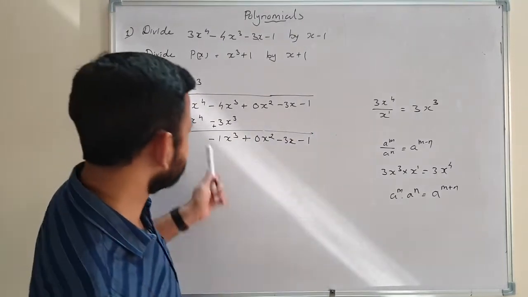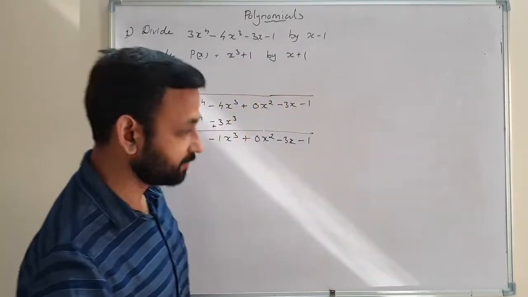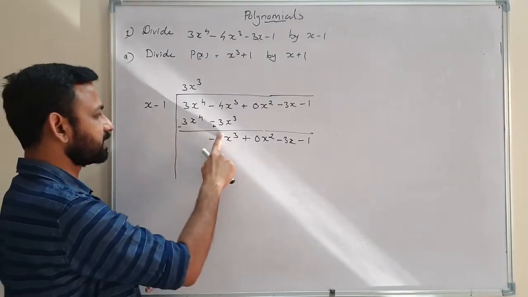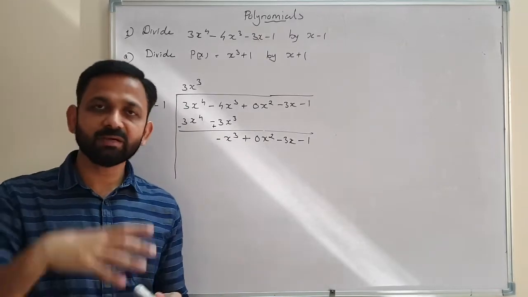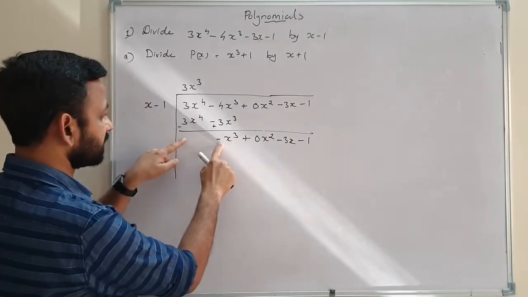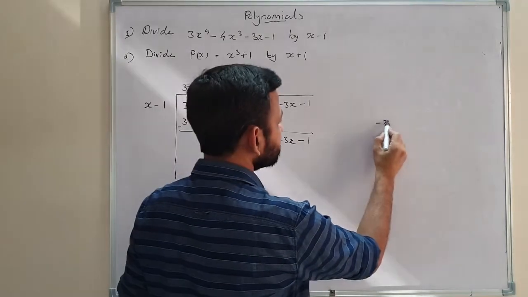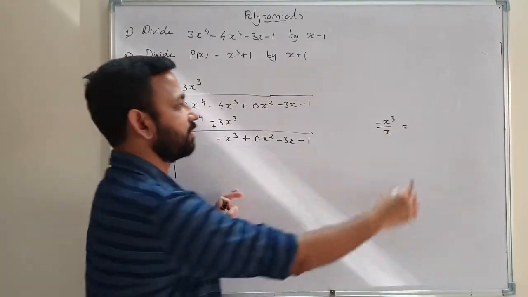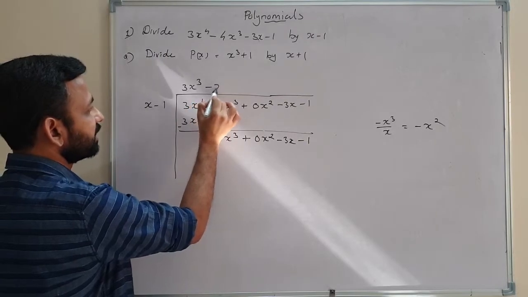Then again the same procedure we will do: the first term divided by the first term. So minus 1x cube, or minus x cube, it's the same only. The first term divided by the first term. Here the first term is minus x cube and here x. So minus x cube divided by x. Again we can cancel 1x. So it will be minus x square. So we will write that minus x square here.